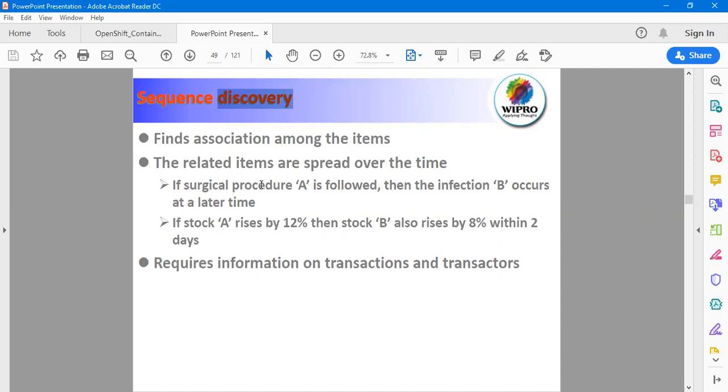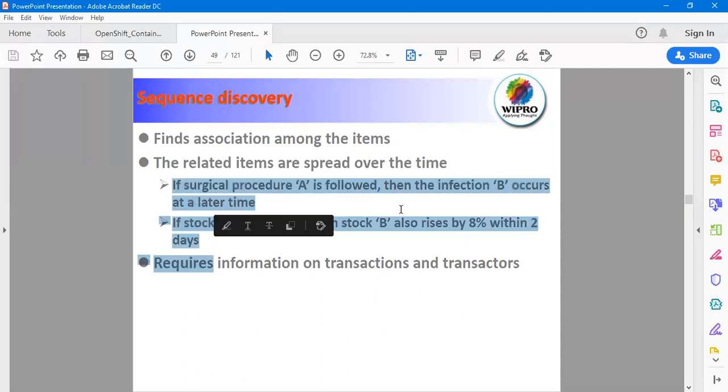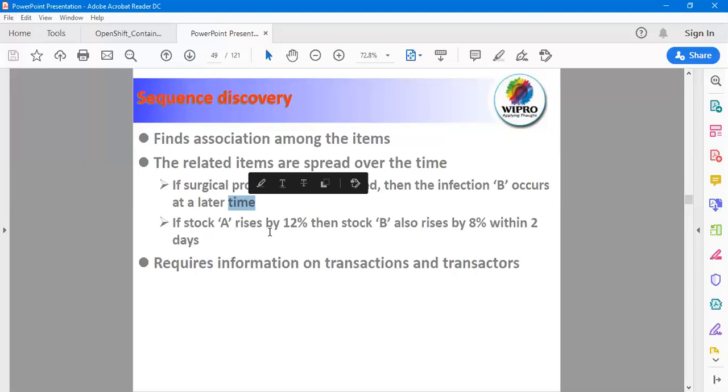Okay, in a surgical procedure, A is performed, then infection B occurs at a later time. So this is a time related factor. Okay, if stock A rises by 12%, then stock B also rises by 8% within 2 days. So as seen in both the examples, time is the important factor. That is why, whenever time related patterns are to be identified, you can use the sequence discovery technique.